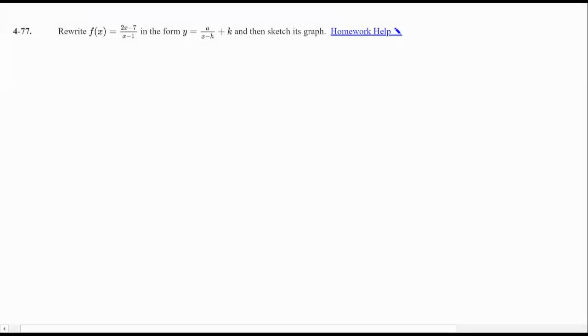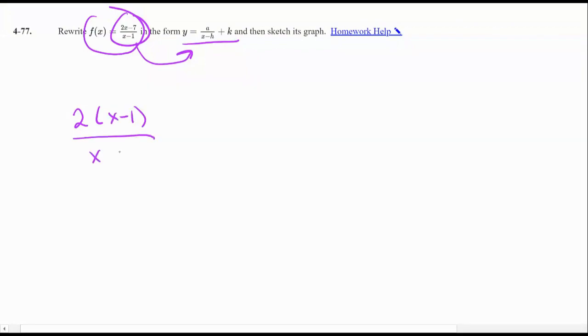Here we're asked to rewrite f of x into transformation form and then sketch it on a graph. So to start here, there's two ways to do this. I could just do division to get this into transformation form. I'm also going to use a different method that we have learned in class, in this case really changing 2x minus 7 into 2 times x minus 1 over x minus 1, because I want to cancel these x minus 1s out to get the x out of the numerator.